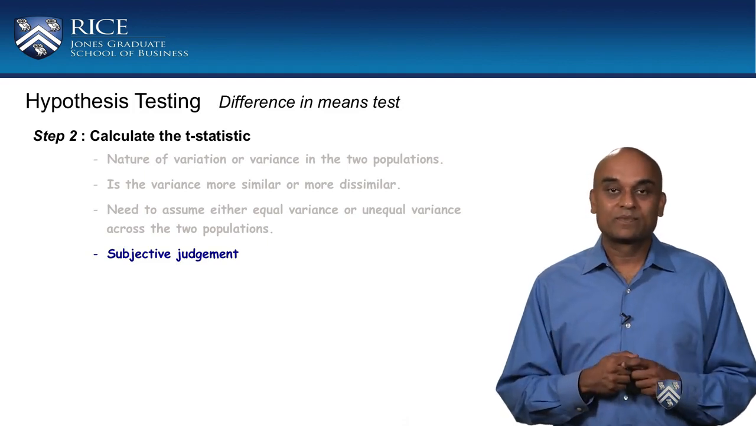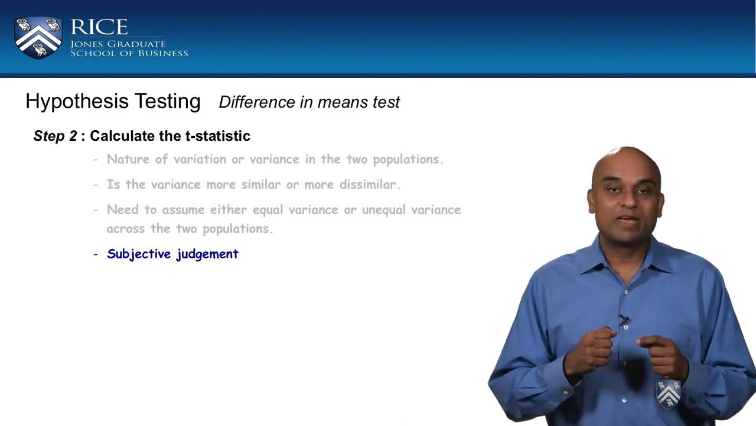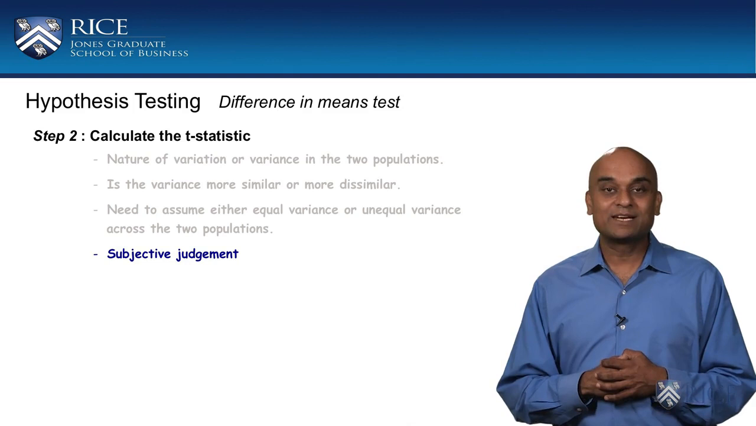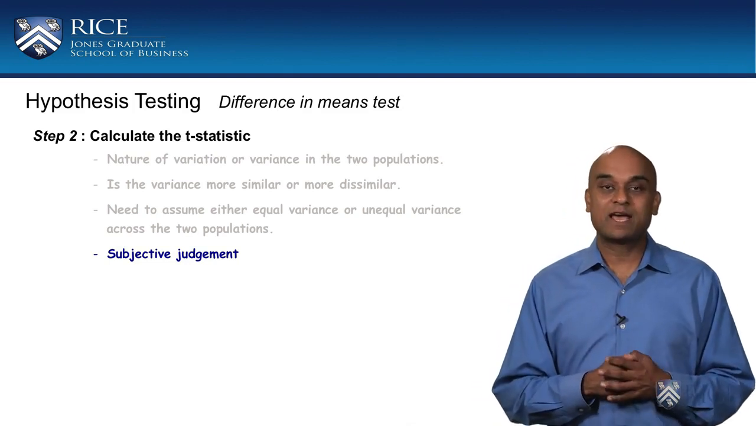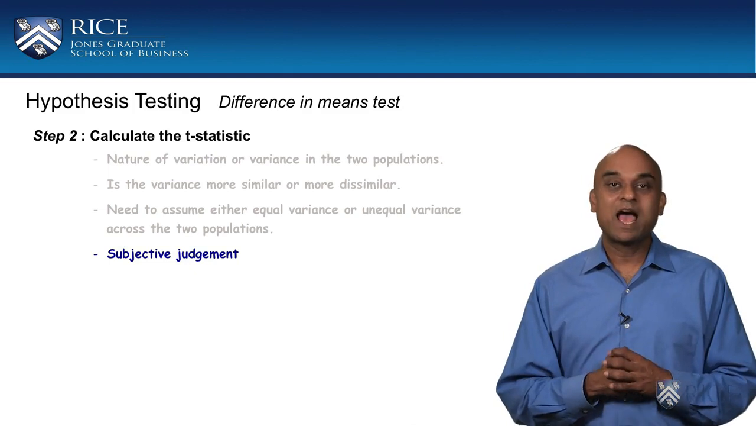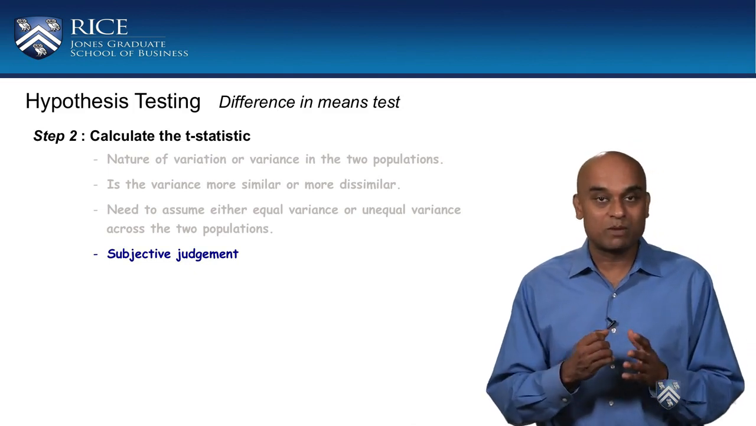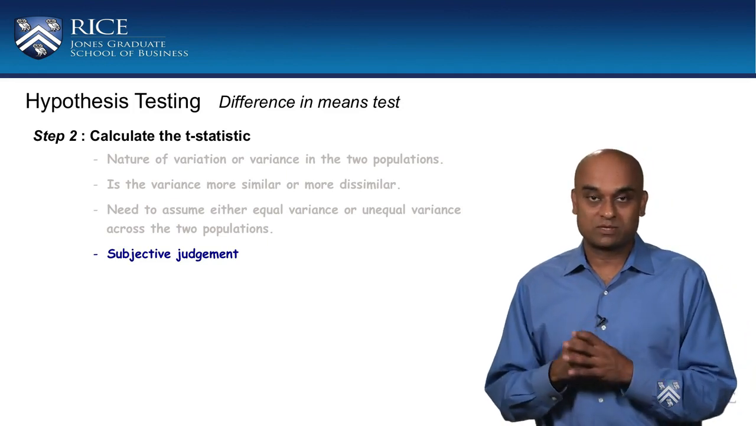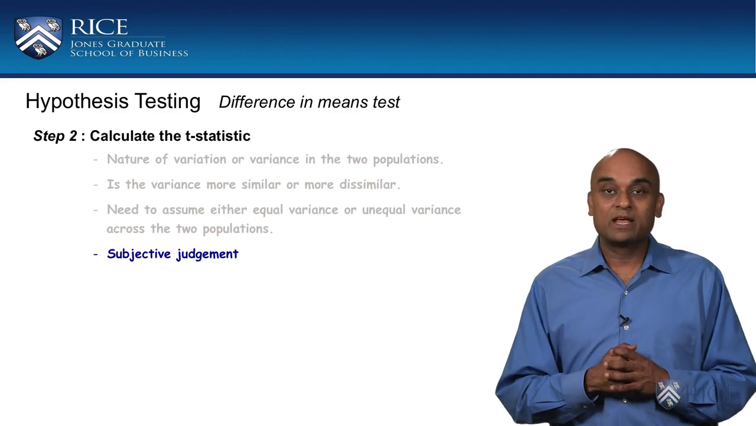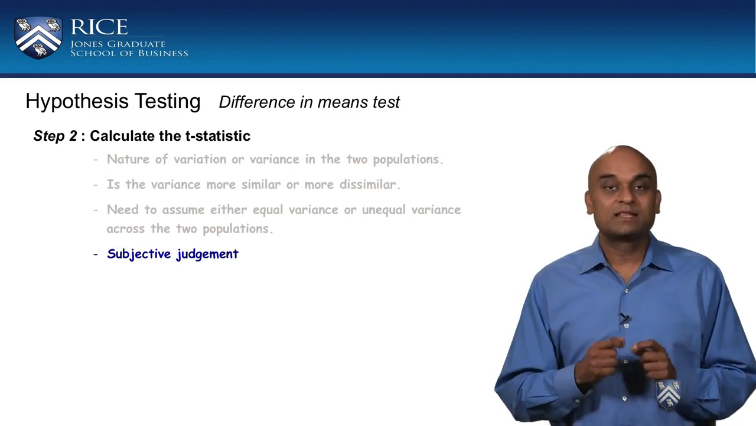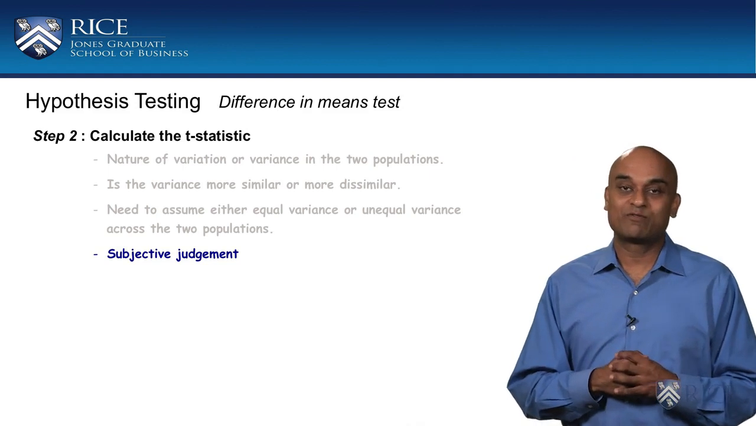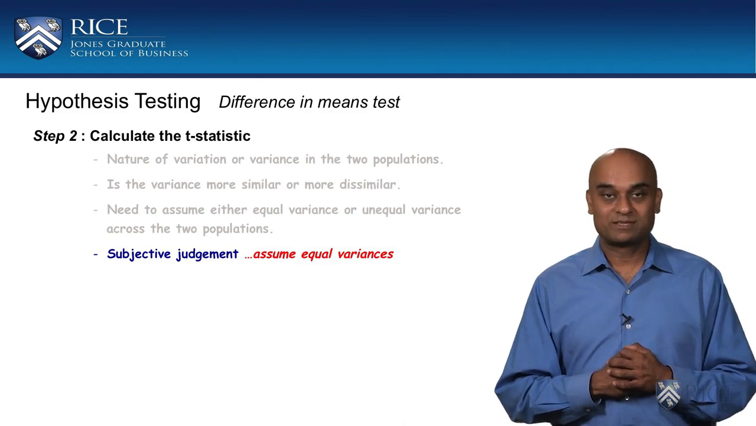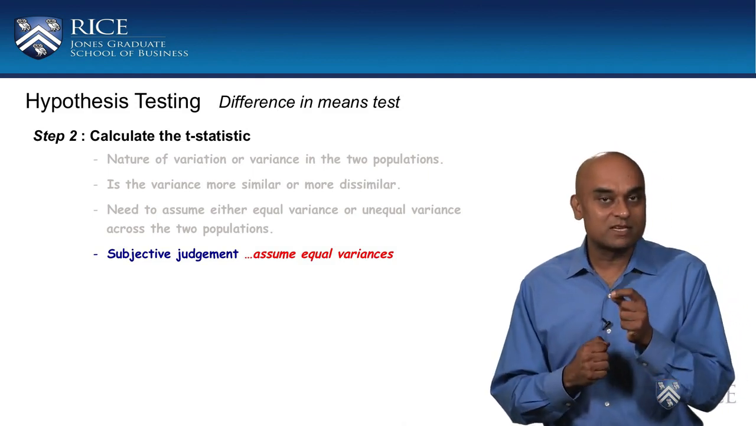In this case, I would tend to argue that the variation in heights for the population of men Olympic athletes is likely to be similar to the variation in heights of women Olympic athletes, as they both belong to the competitive sporting profession and have emerged at the Olympic levels after a tough selection process, indicating that there are more similarities than dissimilarities in the variation of heights. Thus, we would assume equal variances across the two populations. Notice this is a very subjective judgment.